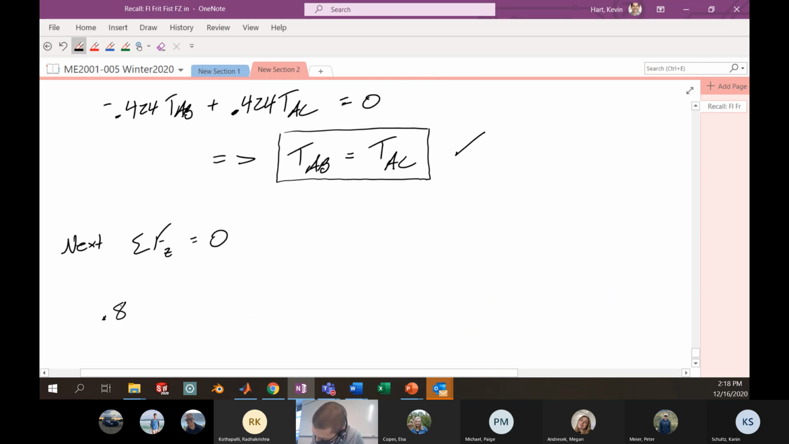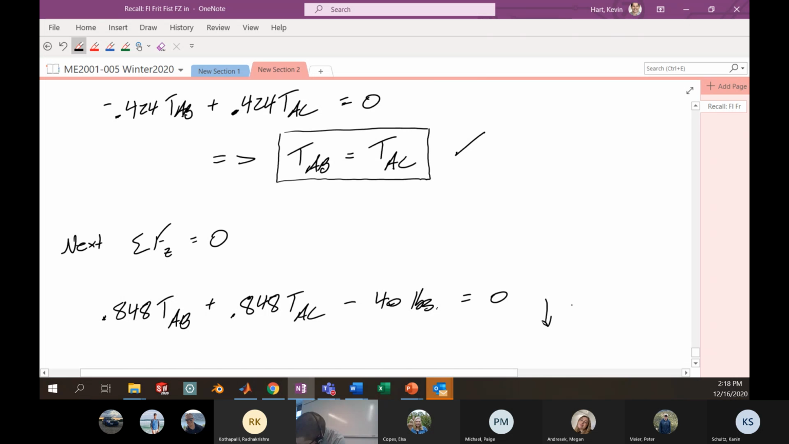So 0.848 TAB plus 0.848 TAC minus 40 pounds. All this is equal to 0.